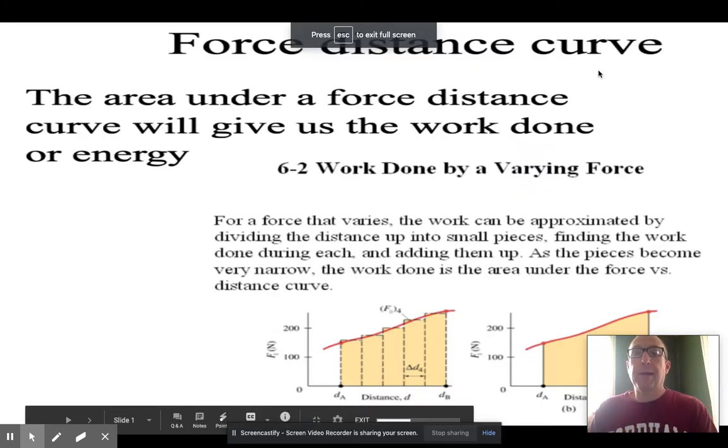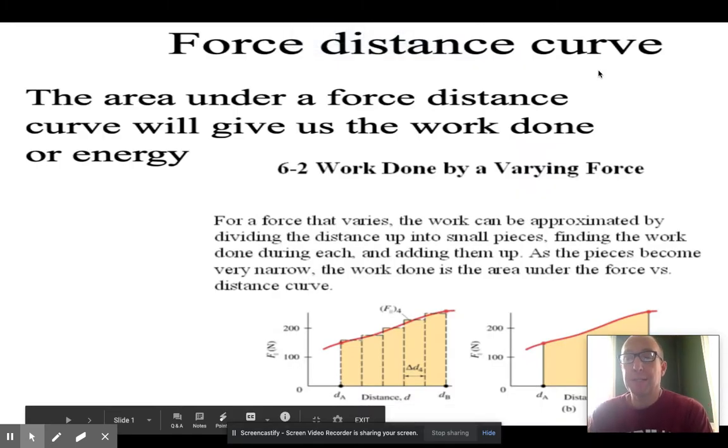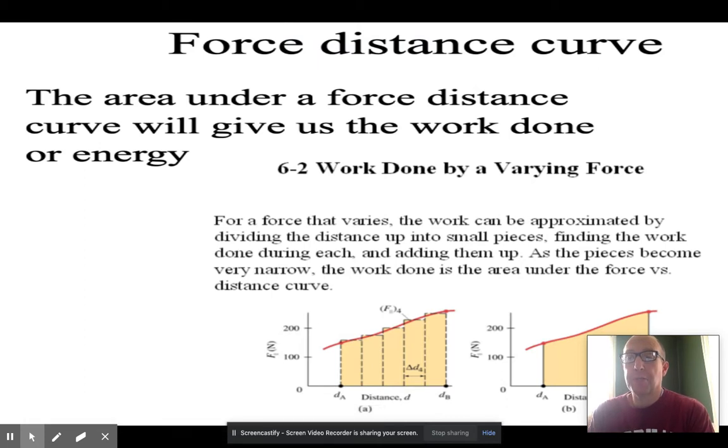Hi guys, welcome back. I'm going to talk to you about force distance curves. Force distance curves are going to be a way for us to express the force that something is applied over a certain distance, and we'll be able from this to calculate both work and energy. So work and energy are going to be the areas under the curve of this.